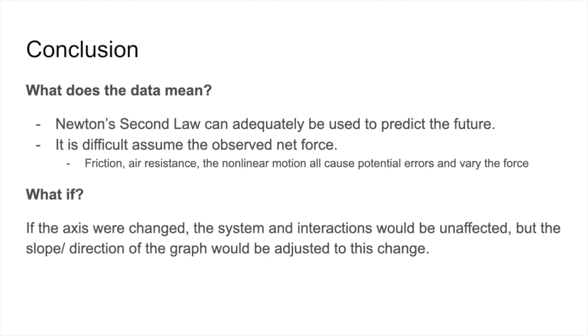If the axes were changed, however, and we plotted the truck differently along the axis, this would also affect our direction, which would be positive with an increasing velocity if the truck were plotted differently.